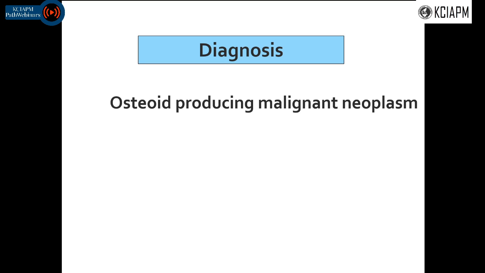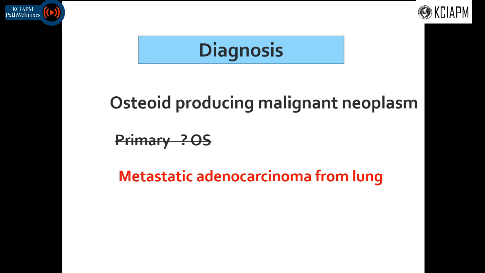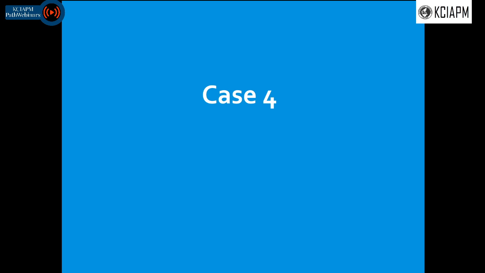So it's an osteoid producing malignant neoplasm for sure, and with napsin A being positive, it is a metastatic adenocarcinoma from the lung, looking so much like that of a primary osteosarcoma.